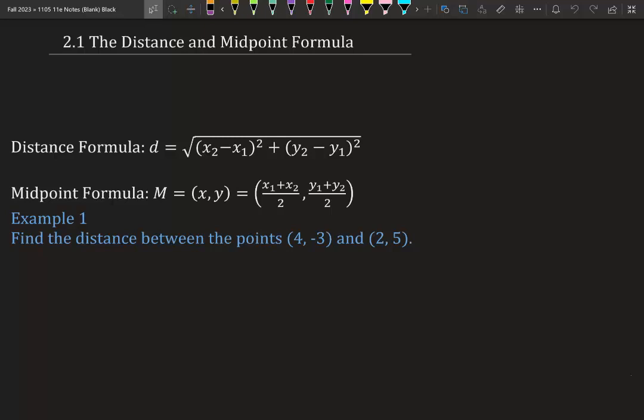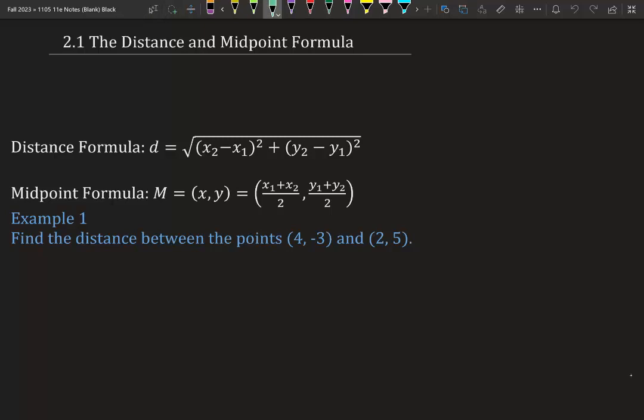2.1, the distance and midpoint formula. So these are formulas and concepts that you already have seen or are supposed to know about. Now we're just going to build upon these ideas that you've seen already, like the distance formula and the midpoint formula. So let's talk about the distance formula.